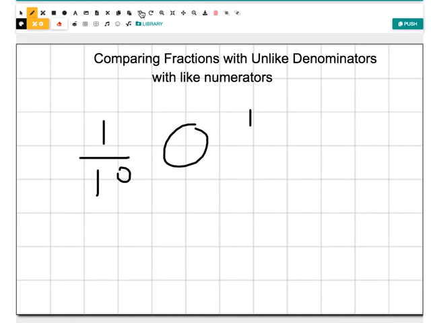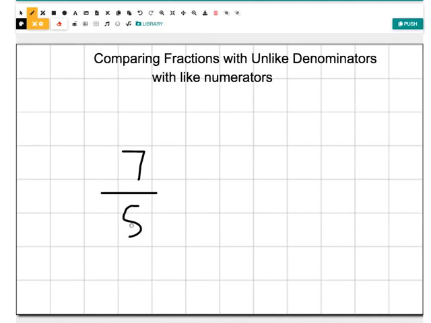Just try another one really quick. I have 7/8 and I have 7/9. I'm going to look at the numerators are the same, so now I'm going to look at the denominators. I'm going to say, is the 8 bigger or smaller than the 9? So I know these 8 pieces are going to be bigger because it's a smaller number, which means this is going to be greater. So when the denominator is greater, then the other one is going to be a smaller number.